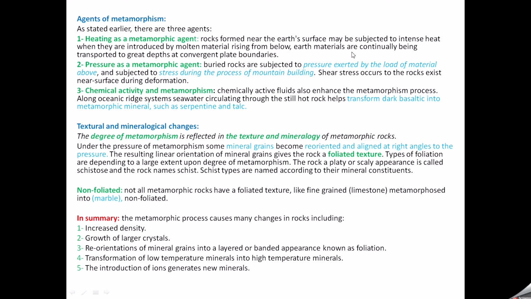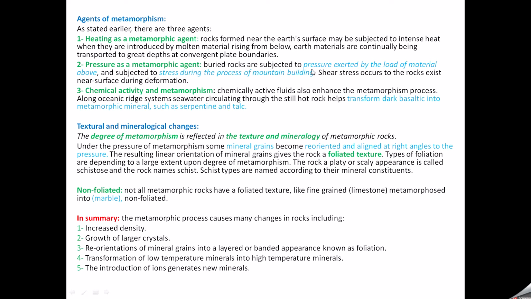Here they said the Earth's materials are continually being transported to great depths at convergent plate boundaries. So at convergent plate boundaries, subduction zones, we have metamorphism too. Both here we have heat. Pressure as a metamorphic agent.